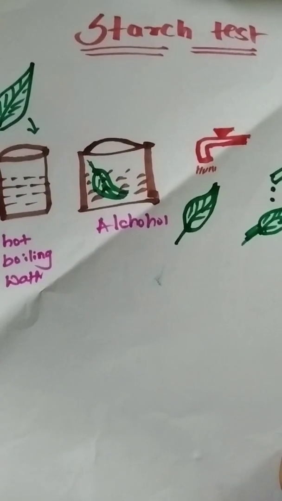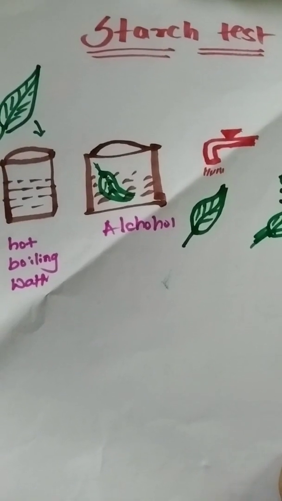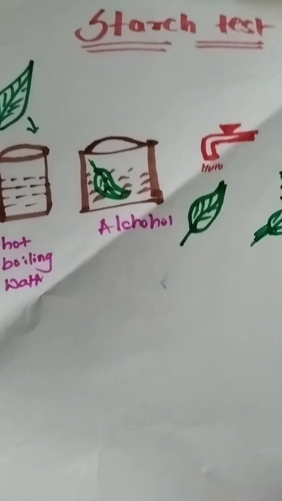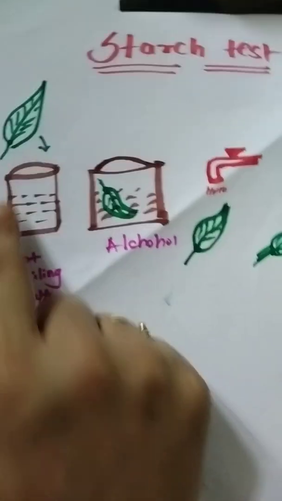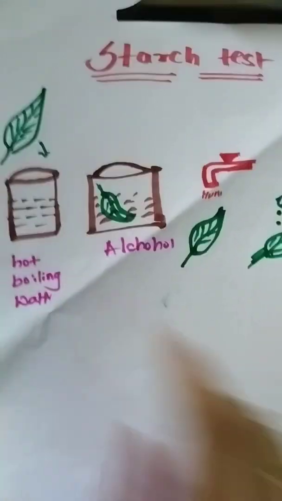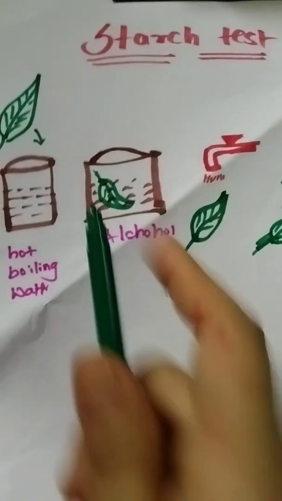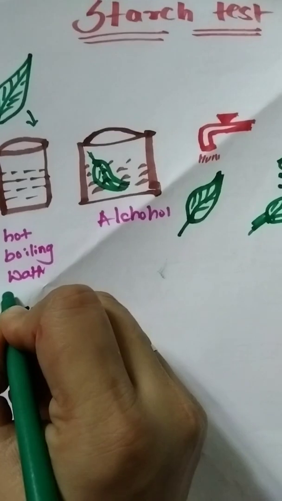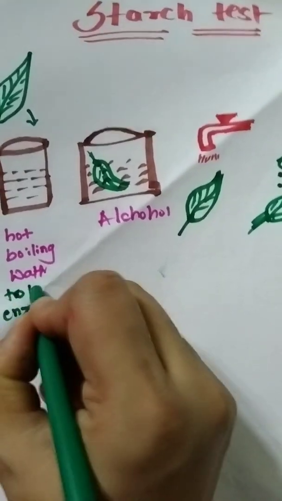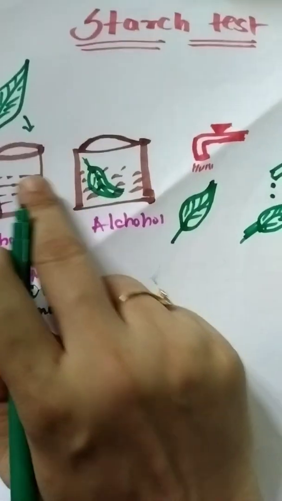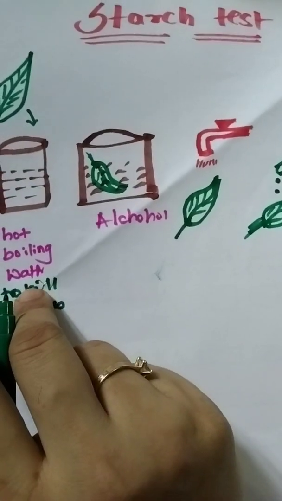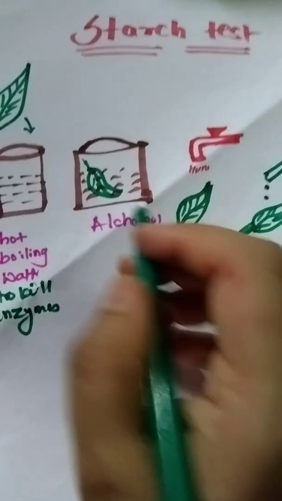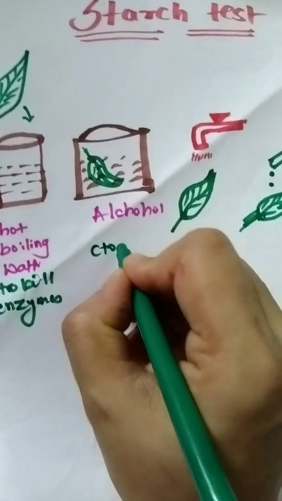Now let us see the starch test. That is to show that green leaves produce food, the starch, during photosynthesis. First you take the leaf and put it in hot boiling water to kill the enzymes. You put the leaf in the hot boiling water for around 30 seconds. Then you remove the leaf and put it in alcohol to kill the chlorophyll.